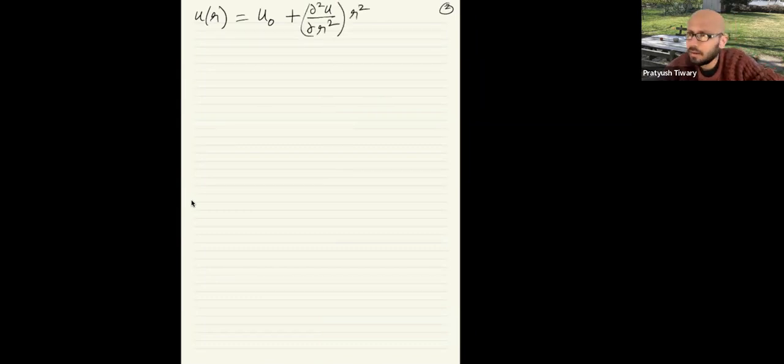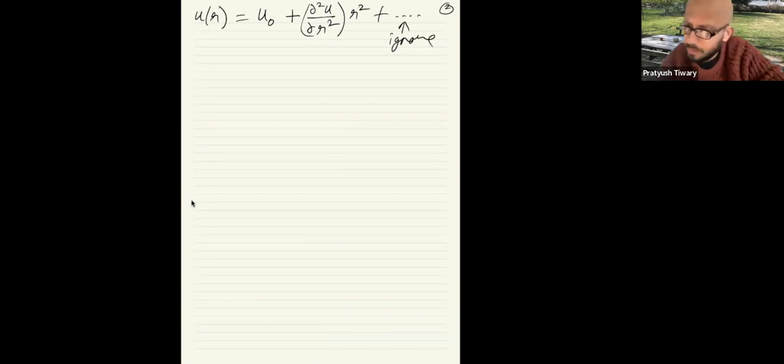So what are we saying? We are saying that close to equilibrium, U of R is equal to U naught plus the term corresponding to the first derivative, which is 0. So we are left with double derivative multiplied by R square plus higher order terms, but we are going to ignore these because R is small.